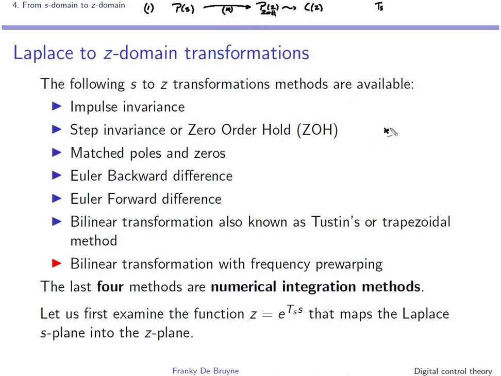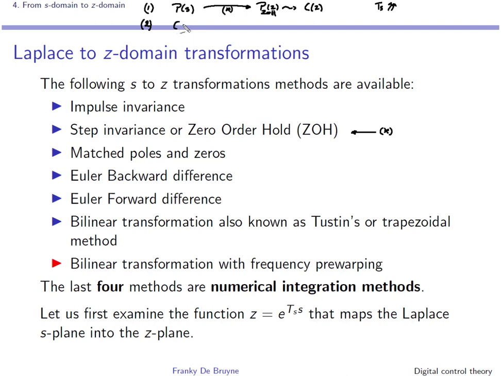Okay, we'll see this later. So this is a TS that is large. It's still small with respect to the main time constant, but it's much larger than the one that we're going to consider in this second reason why we would like to go from the S domain to the Z domain.